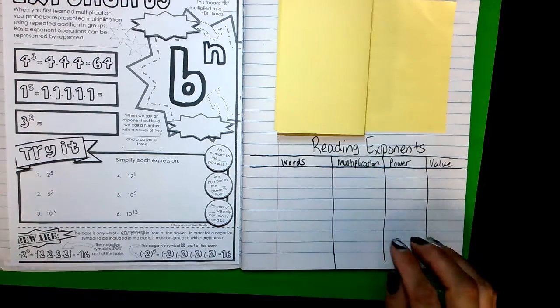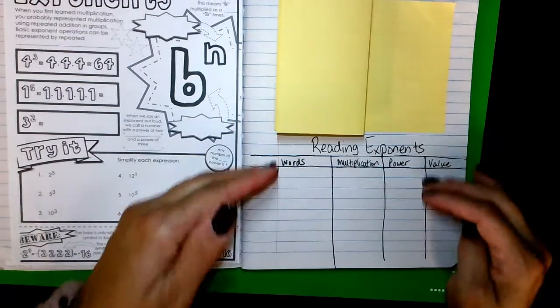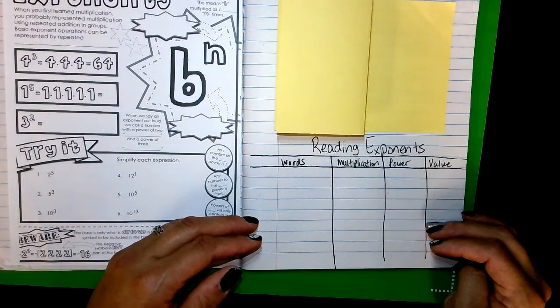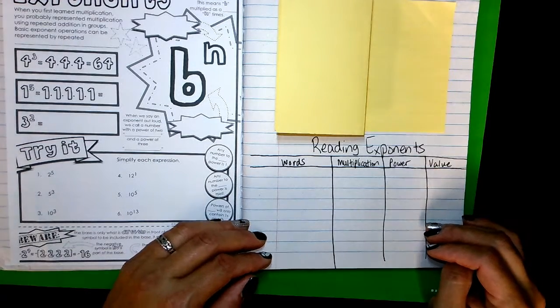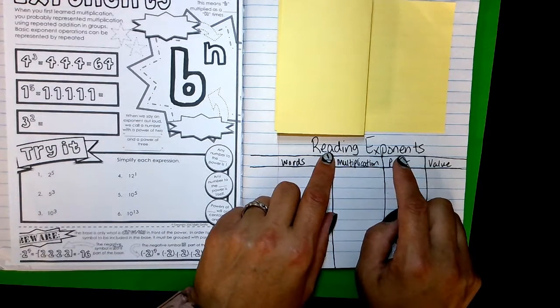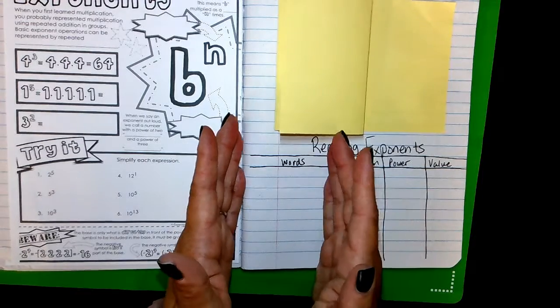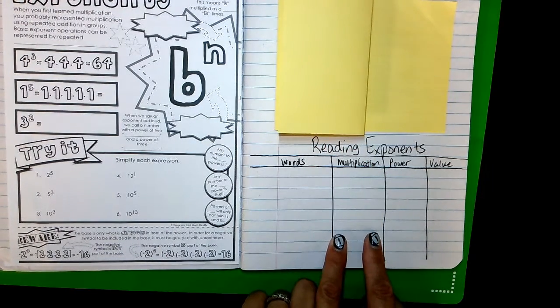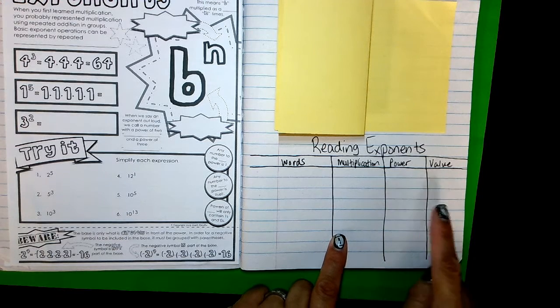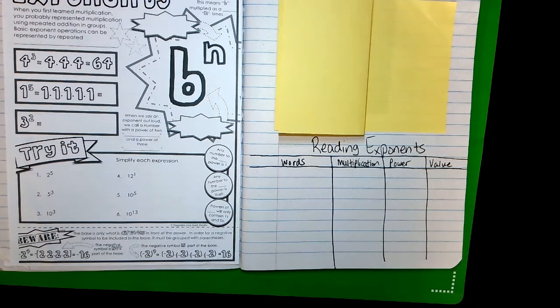And so what I did is I wrote, and of course I recommend using pencil first and going over it with a pen after, just in case you make an error you can erase. Reading exponents, and I left a nice big space for words, multiplication, power, and value. So pause the video and fill out your chart to get it ready for some notes.